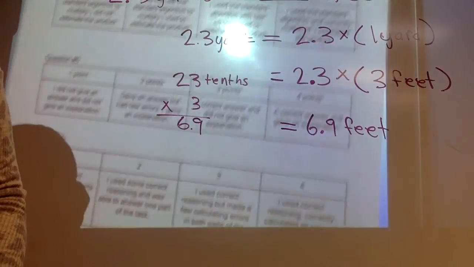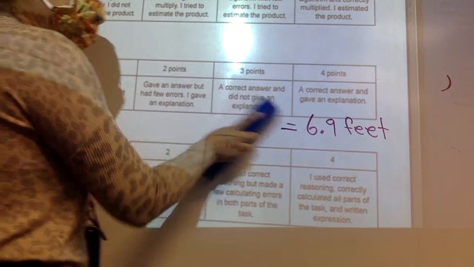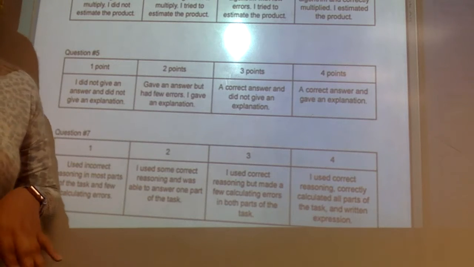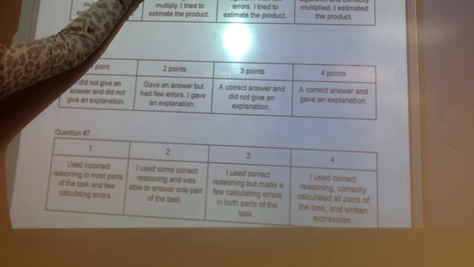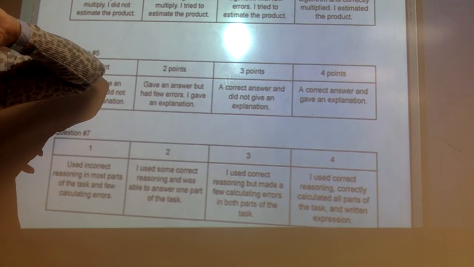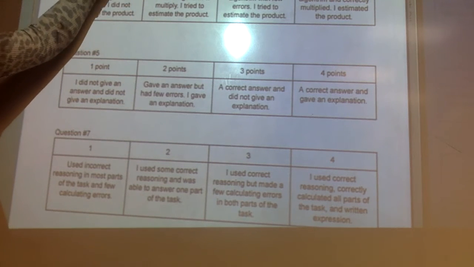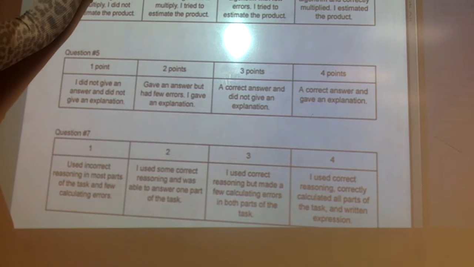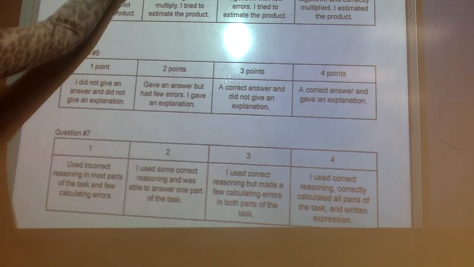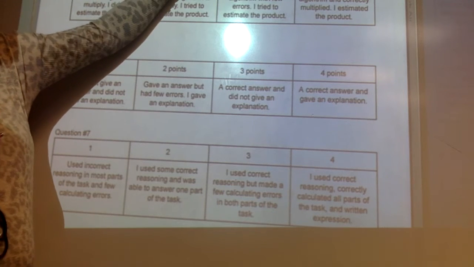Okay, so this is the rubric that I am using to grade your tests and your answers. On the Classkick assignment, these are all under each question. For question number 3, you will get 1 point if you did not use the standard algorithm or any strategy to multiply. You will get 2 points if you did not use the standard algorithm but used another strategy to multiply.